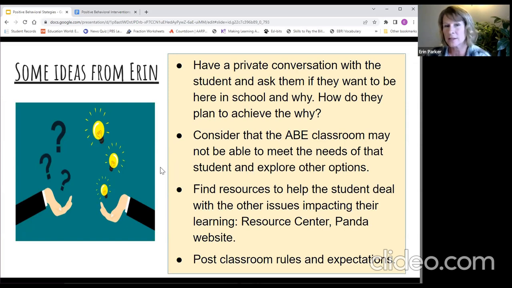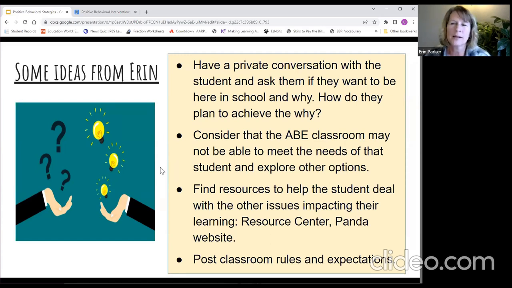I had a private conversation with the student, and I asked him if he wants to be in school, because I know his aunt was giving him a ride, and he had some really bad experiences in his family before that. But I said, does your aunt want you to be here, or do you want to be here? And he said, I want to be here. And then I said, why? Just a simple question. And he said, I want to get my diploma. I want to get my GED.